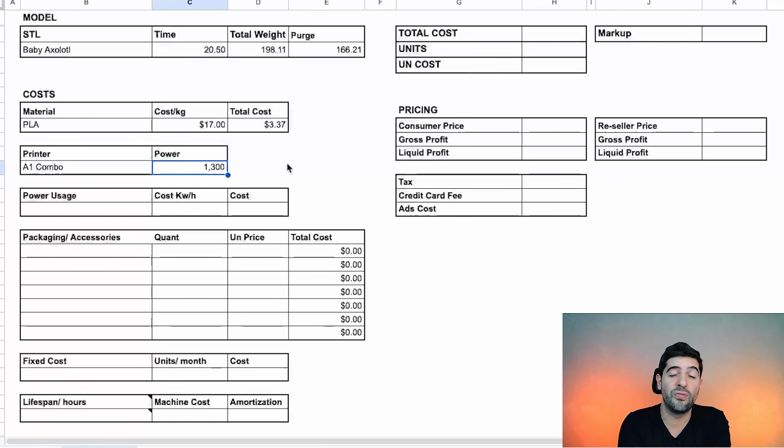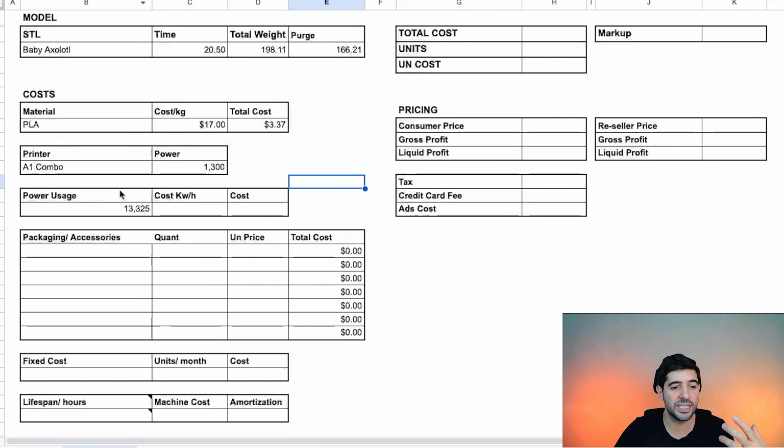has a power of 1300 watts. What we have realized testing it, and I'm going to do a video about it, is that it doesn't use all the 1300 watts at all times. It actually uses half of it. So the power usage that I have in here is the C12, which is the power times the number of hours that we're using, divided by 2.